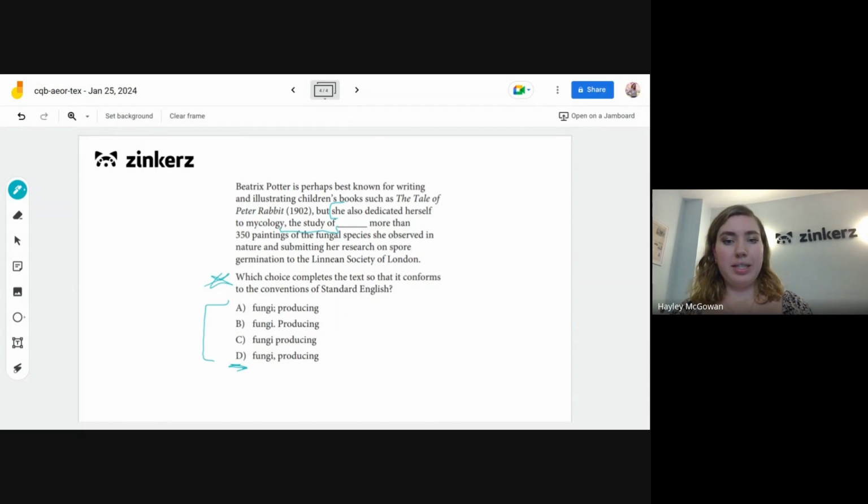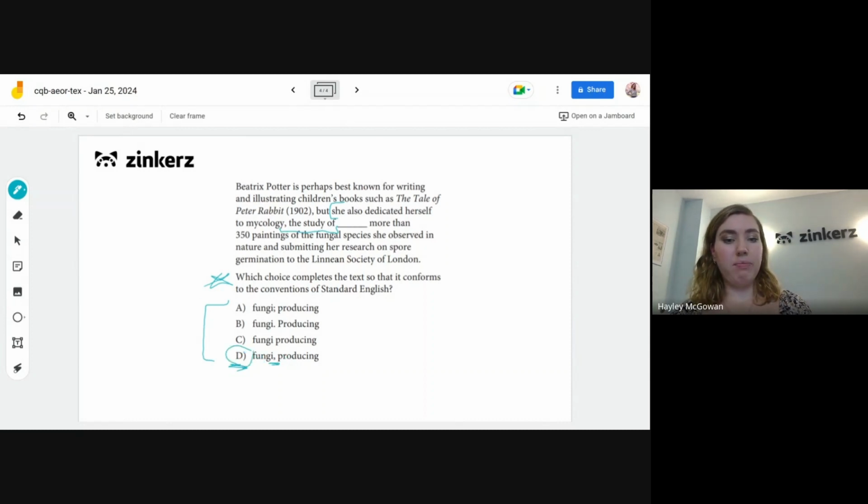So we have this independent clause, and then we'll see what comes after that. We have "producing more than 350 paintings of the fungal species she observed in nature and submitting her research on spore germination to this society." We're missing a subject in that second part of the passage. That means we have a dependent clause following that independent clause. So in this case, using a comma after fungi would in fact make the most sense, which would make D our correct answer.